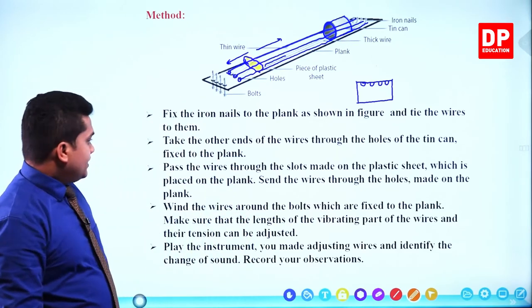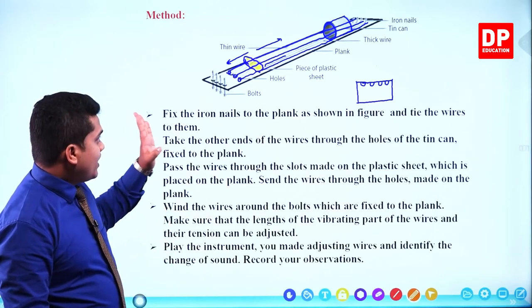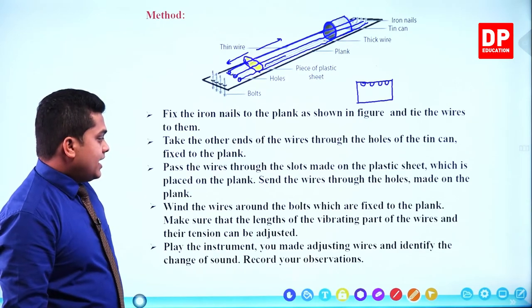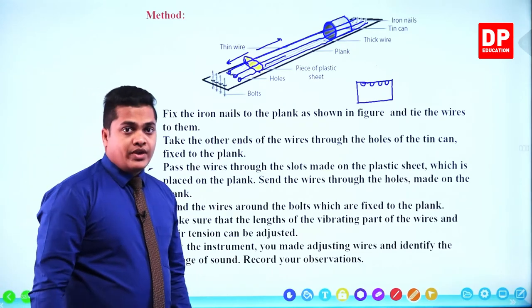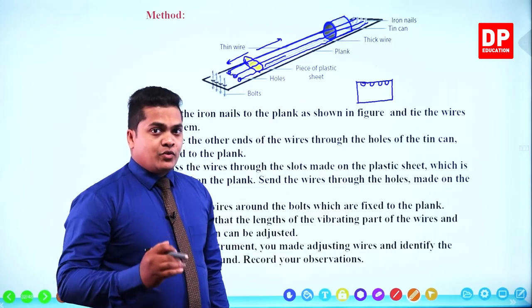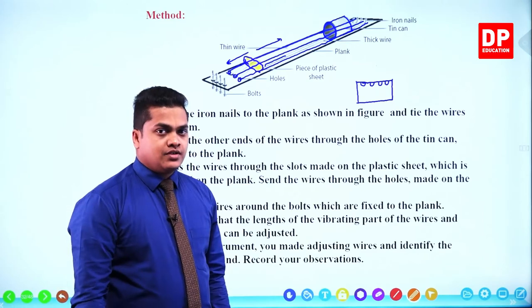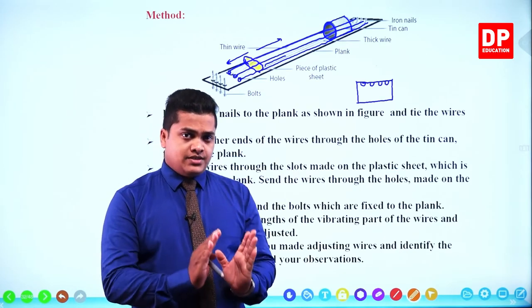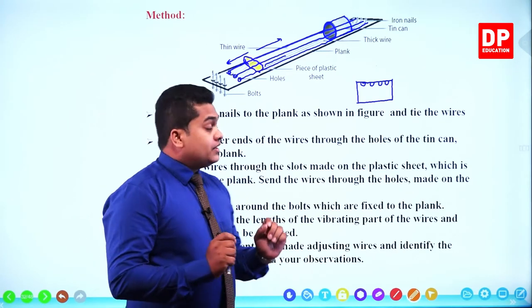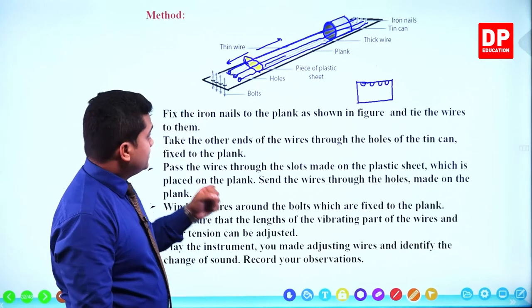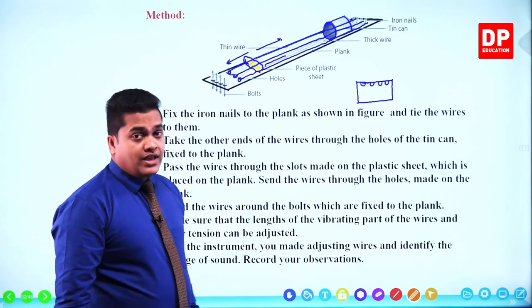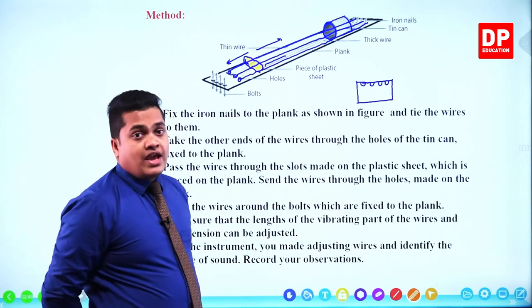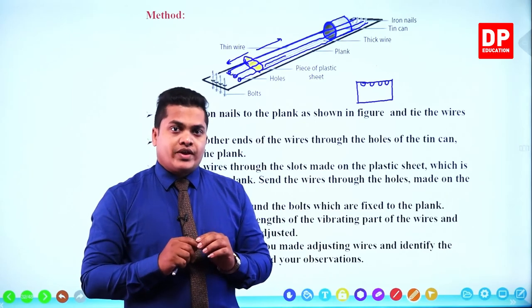Okay, right. So in the next thing, after you have prepared this instrument, play the instrument which you have made, adjusting the wires and identify the change of sound. Now we have to do what? We have to play this instrument and we need to identify the change in different situations. We have to use the strings with different thickness, right? And the tension of the wires or the strings should be adjusted, right? We are connecting these so that the tension can be adjusted. And the other thing is that by moving the plastic sheet here and there, we have the ability to change the length of the string.